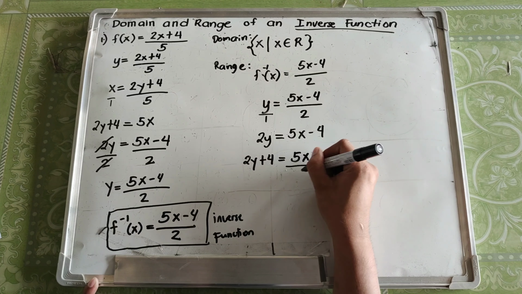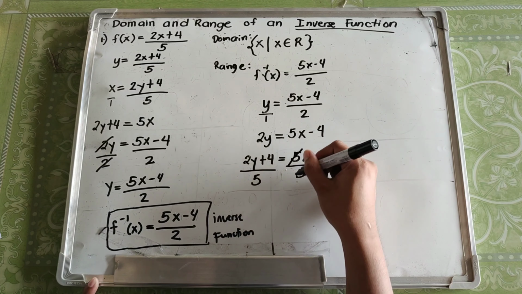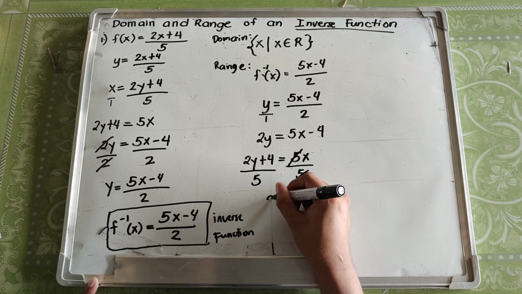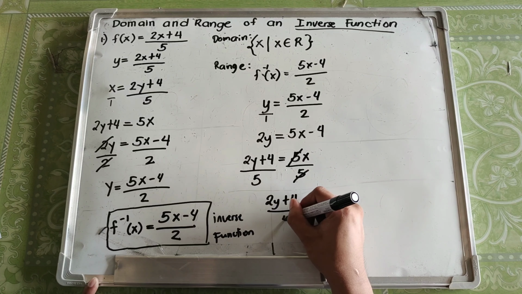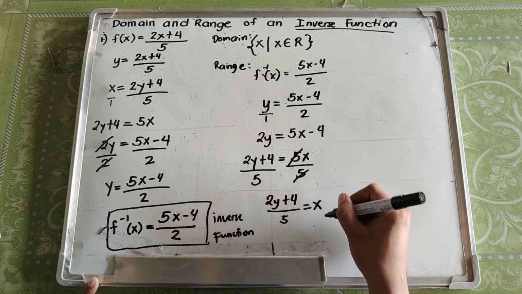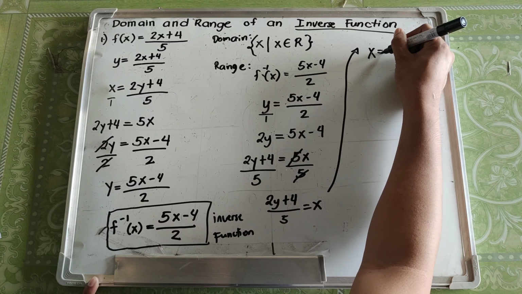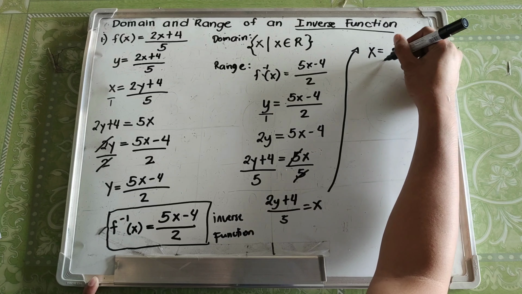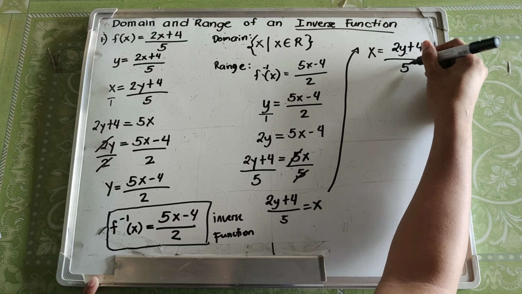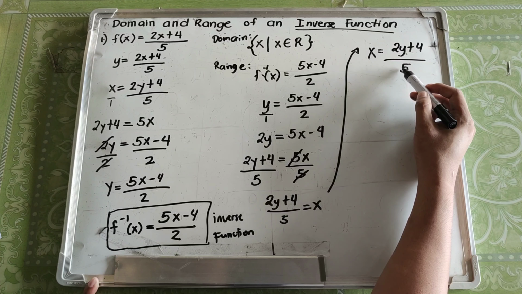Solve for x, divide both sides by 5. Cancel 5. Therefore, 2y plus 4 over 5 is equal to x. Or in other words, pwede rin siyang isulat in this way, x is equal to 2y plus 4 all over 5. So this is now our equation for range.